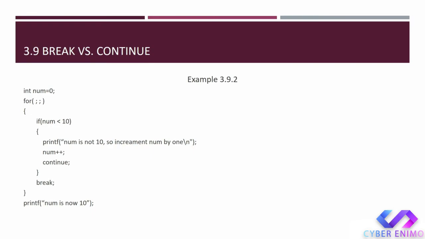When num finally becomes 10, the if statement is not implemented and skipped, and that will take us to the break command, which will force the program to exit the loop. When we exit the loop, the printf statement at the bottom will print the message "num is now 10."